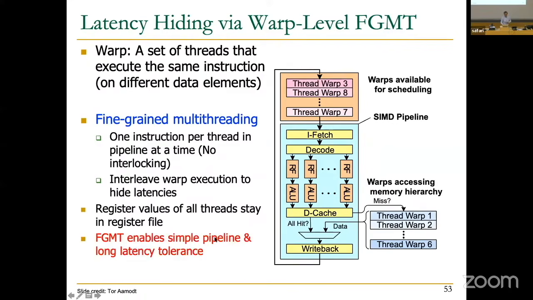And fine-grained multi-threading enables two major things. One is a simple pipeline, no dependency checking, as we have discussed. But of course, you need to figure out whether you need to wait for memory. And long latency tolerance, meaning you can have many, many warps. While one warp is waiting, another warp is executing. Hopefully, not all warps are waiting. And this is why this is actually a great fit for graphics. You have millions of threads operating on the same large image and video doing the same operations.